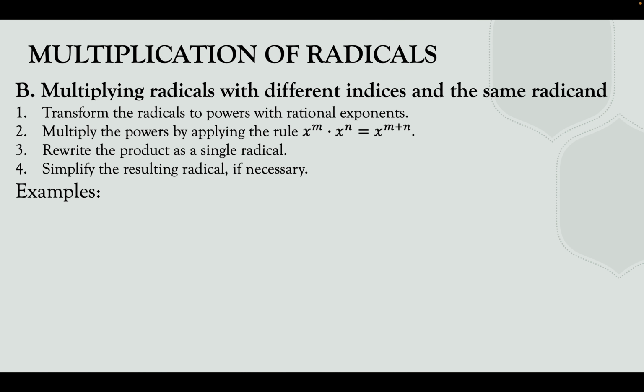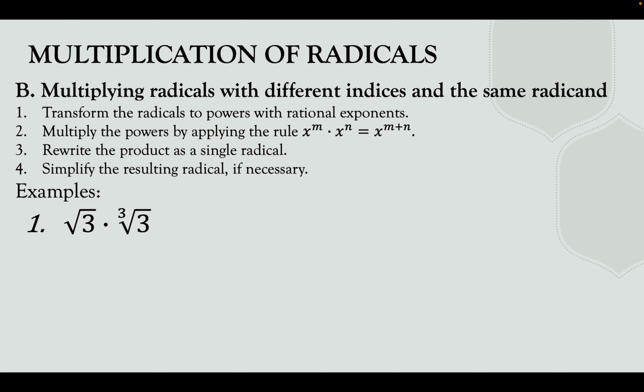Now, in multiplying radicals with different indices and the same radicand, there are steps to follow. First, we have to transform the radical to powers with rational exponent. Multiply the powers by applying the rule x raised to m times x raised to n is equal to x raised to m plus n. Rewrite the product as a single radical and then simplify the resulting radical if necessary.